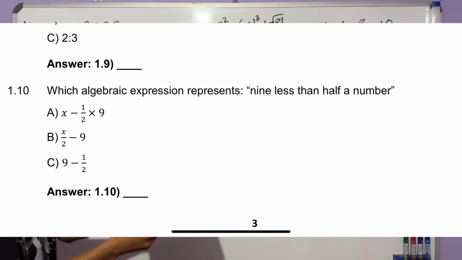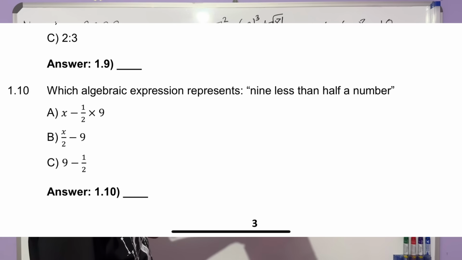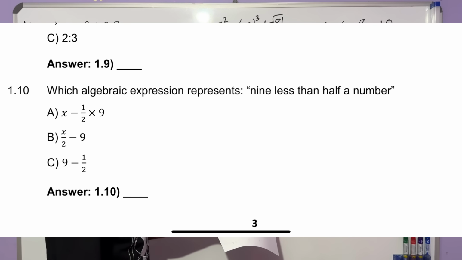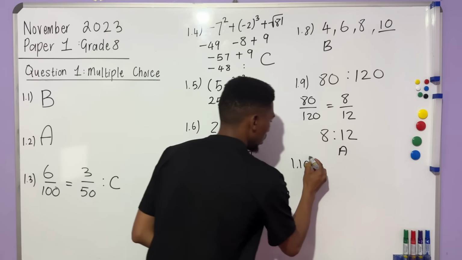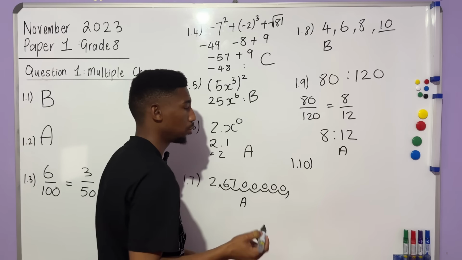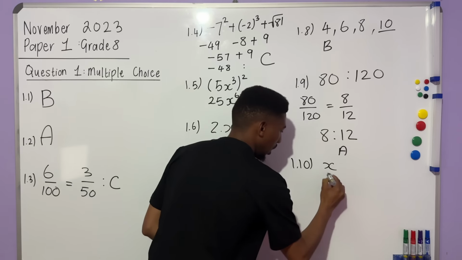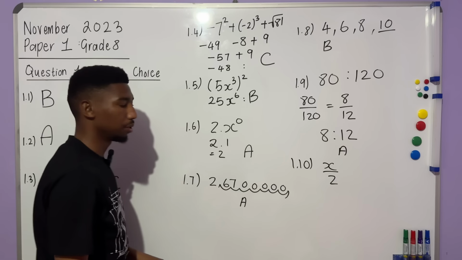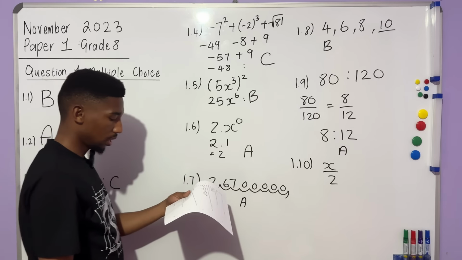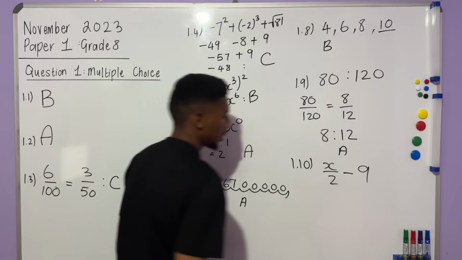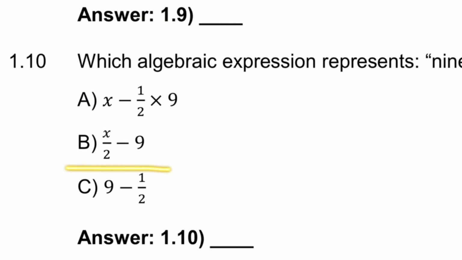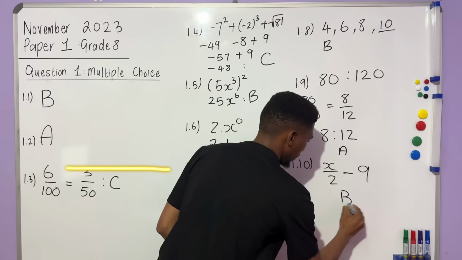1.10. Which algebraic expression represents 9 less than half a number? Okay, if we say half a number, we don't know the number. Half of that number we don't know. And it says 9 less than this. So then the minus 9 comes at the end there, and that answer would be B.